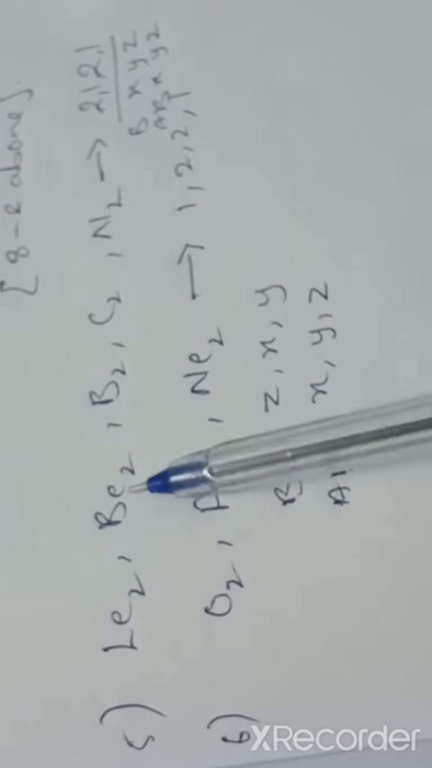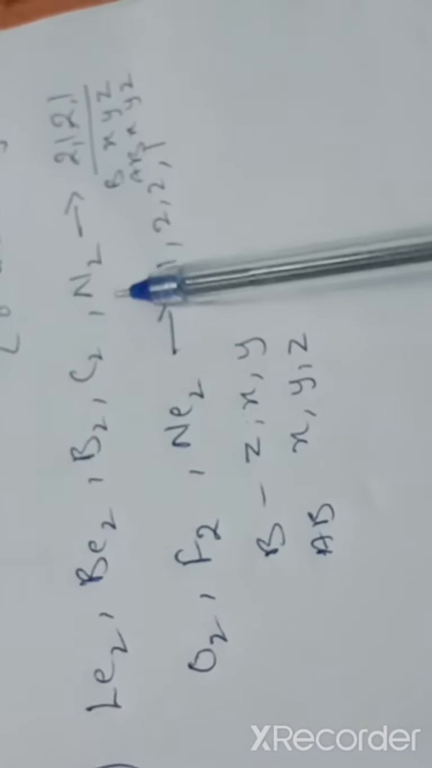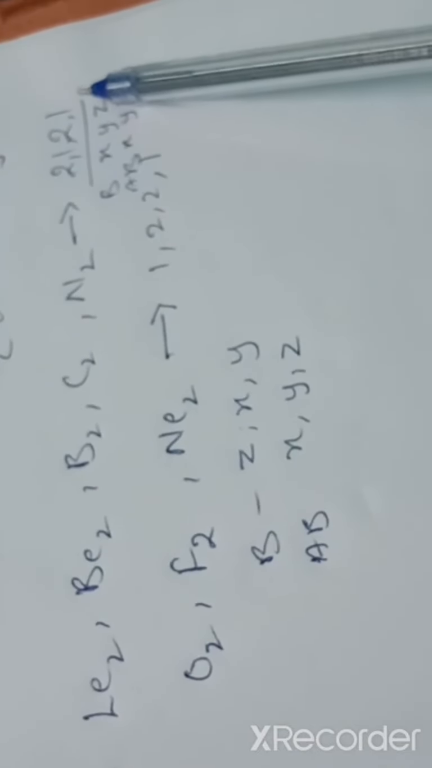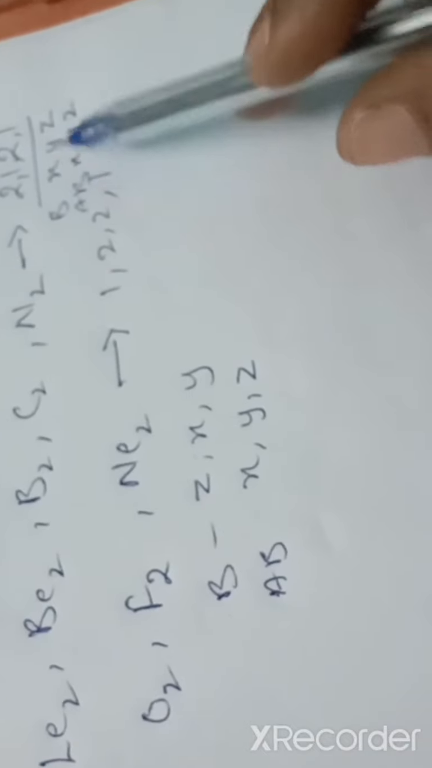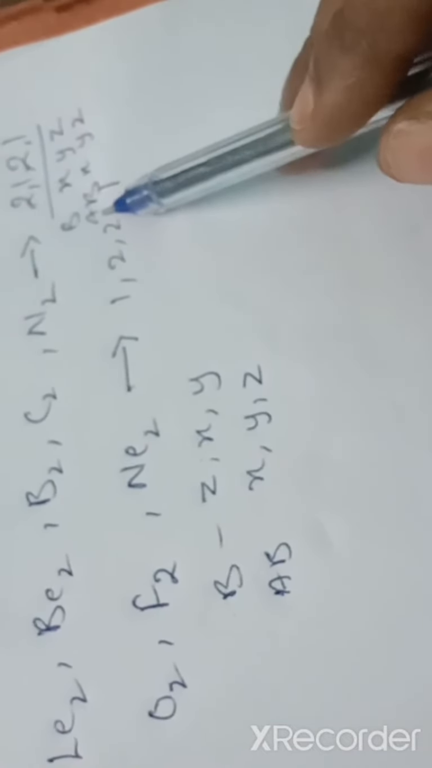Look here. For atomic numbers from 1 to 7 we have to follow one rule, and for 8 and above we have to follow another rule. So lithium, beryllium, boron, carbon, nitrogen follow the arrangement of molecular orbitals that is 2 1 2 1. Bonding orbitals and anti-bonding orbitals will be formed, isn't it? In bonding orbitals, x, y, z are in the p orbital. So in bonding first x, y, z will be filled, and in anti-bonding also the same x, y, z sequence.